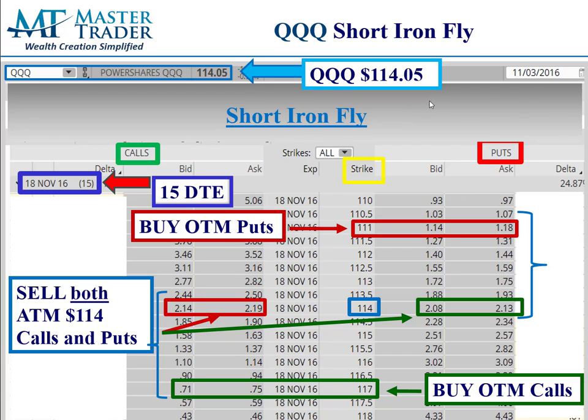It'll calculate the midpoint for all four of these legs. Whatever the net credit is, that's what you're getting paid for the risk involved in this. So we just went over the break even and gain and loss, etc. And you're only going to lose on one side, wherever it ends up.